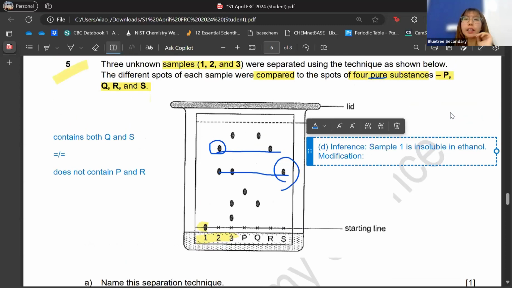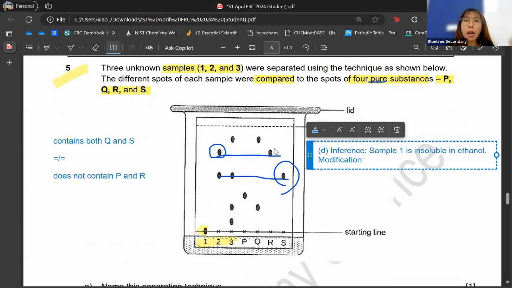So please do not forget the aim of chromatography. I want to compare the spots of the samples 1, 2, and 3. I want to compare the spots of these 3 samples to the pure substances of P, Q, R, and S. So if of course sample 1 is not separated, I will not be able to do my comparison. So what is this modification here?